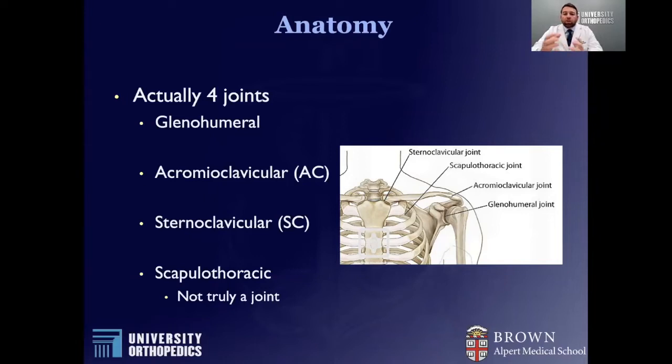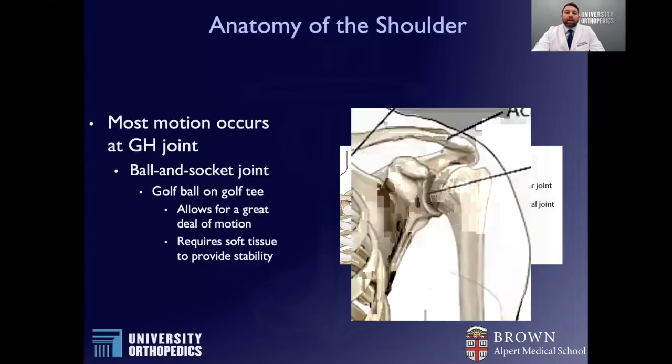So we talk about the shoulder and we think about it as being one joint, but it's actually four different joints. There's what we call the glenohumeral joint, which is the ball and socket joint that we see on the screen. There's the acromioclavicular joint, which is kind of this little knuckle type joint on the top of the shoulder. The sternoclavicular joint, which is the medial end of the collarbone close to the center of the body. And then there's also an articulation, or kind of like a joint, where the shoulder blade rubs on the back of the chest, and where the shoulder blade moves around the chest.